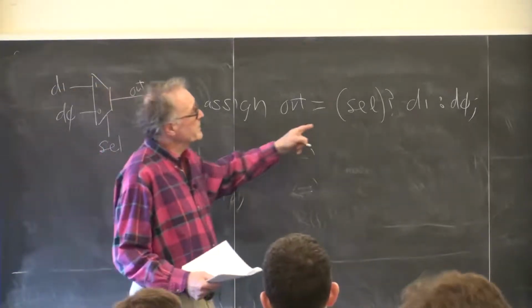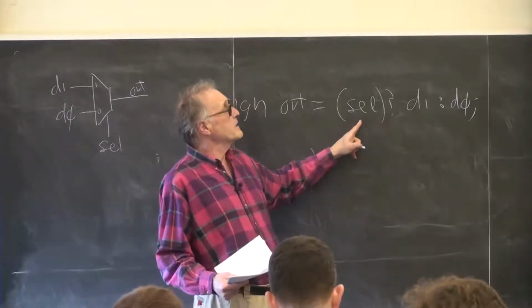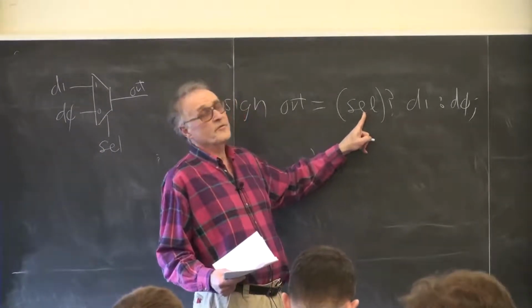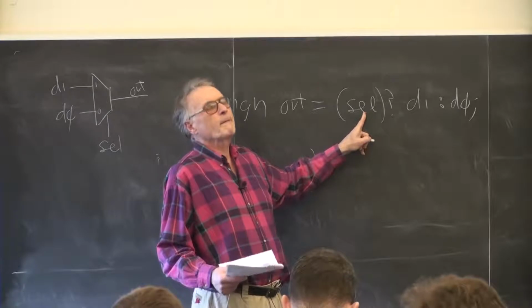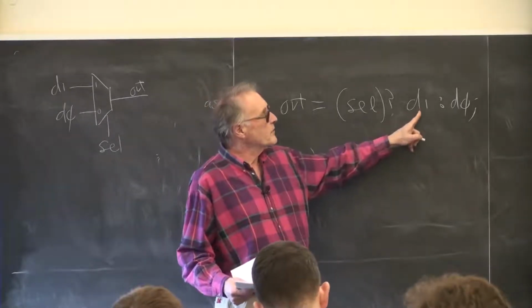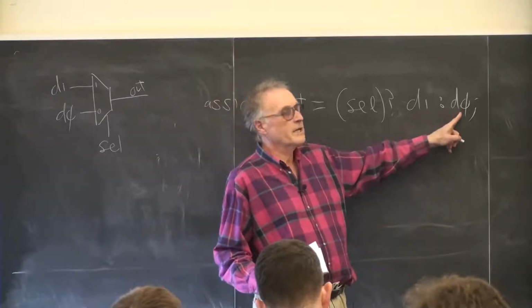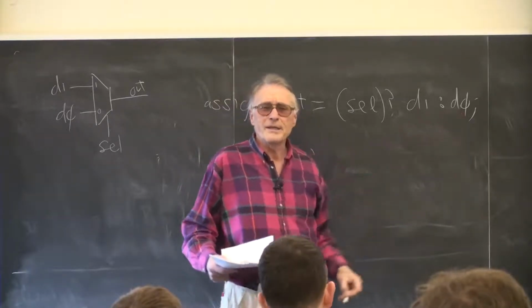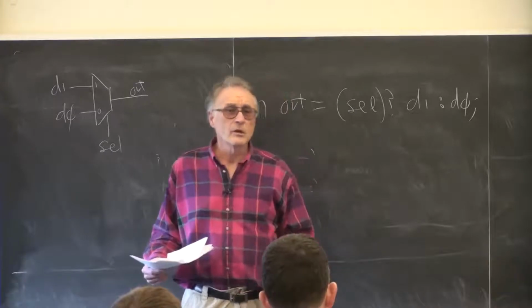So the select, or the conditional, says if this is true, if it evaluates to non-zero, take the first expression, otherwise take the second expression, and you can nest these to make n-way multiplexers.